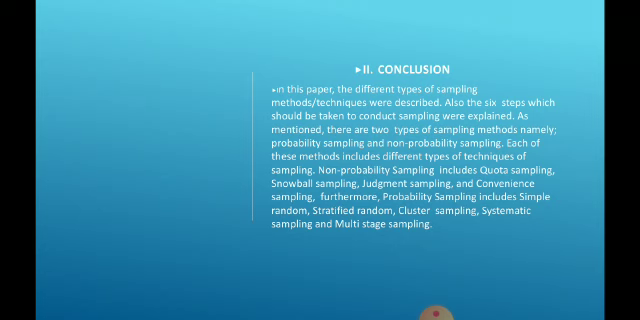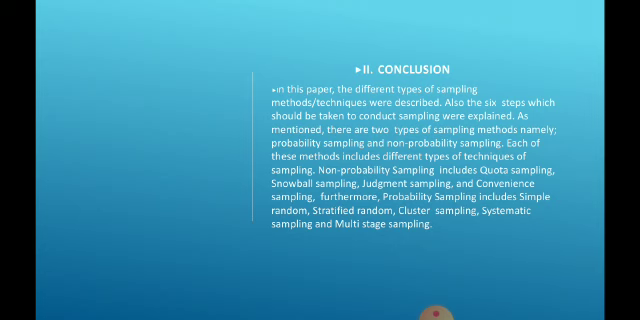Conclusion. In this paper, the different types of sampling methods or techniques were described. Also, the 6 steps which should be taken to conduct sampling were explained. As mentioned, there are 2 types of sampling methods, namely probability sampling and non-probability sampling. Each of these methods includes different types of sampling techniques.